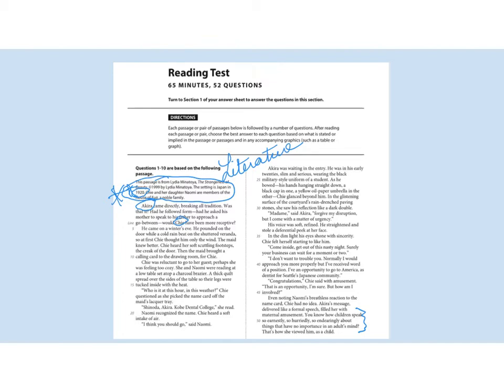She doesn't even think that Naomi is reading paragraph here. As you can tell, Akira came directly, breaking all tradition. We're going to be asked about this word directly. And notice the comma and the description afterwards, breaking all tradition. So he's doing something that's out of order. He's doing something that's not necessarily the accepted protocol. And he's wondering about it.